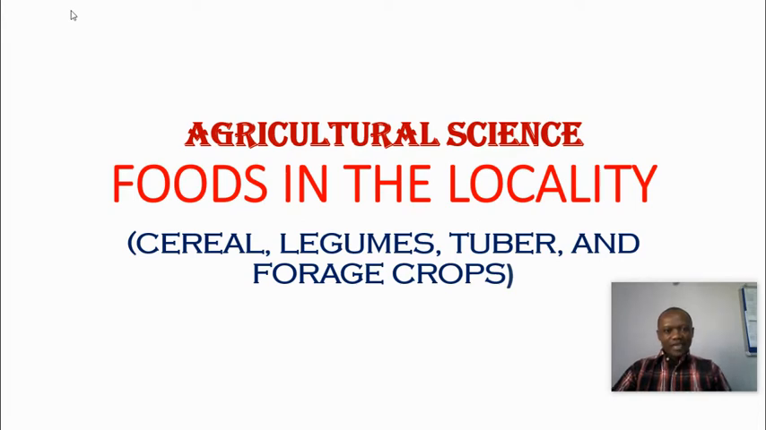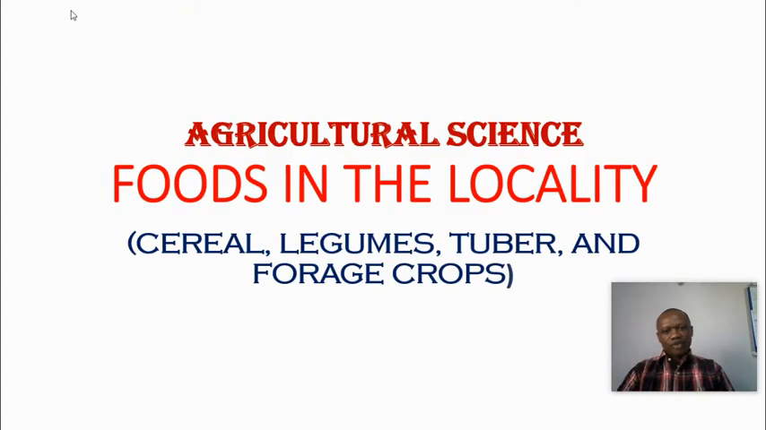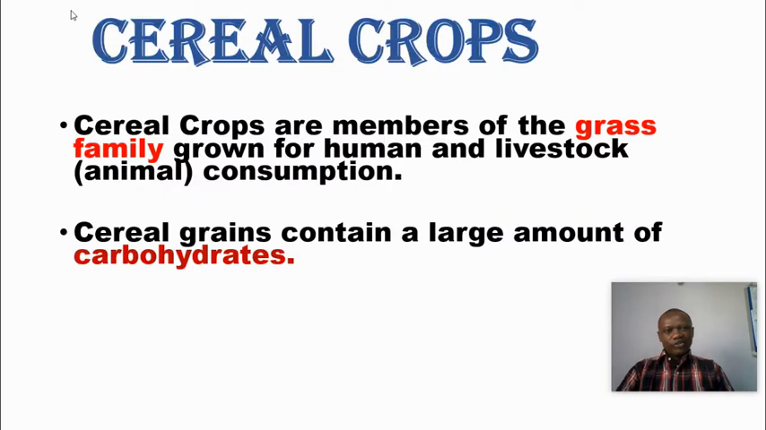Today we're going to be looking at agricultural science, and our topic will be on foods in the locality. By this, we mean what are the foods we can find within the area where we live. Within this category, we're going to look at cereals, legumes, tuber crops and forage crops. But basically, today we're going to focus on cereal crops.